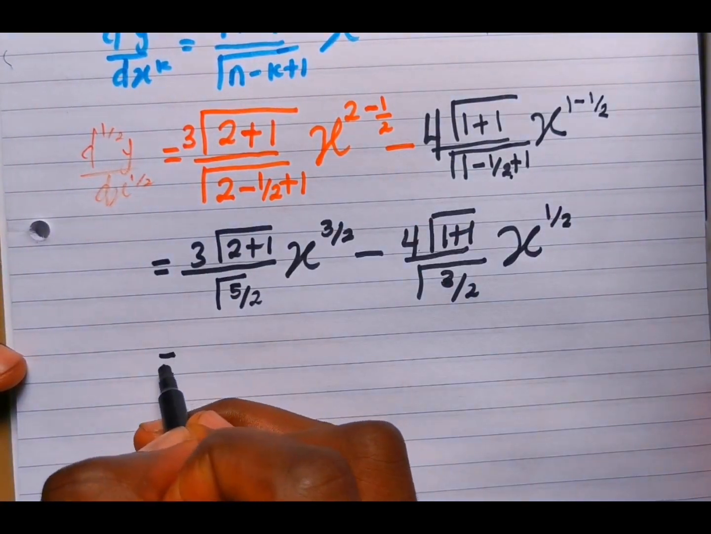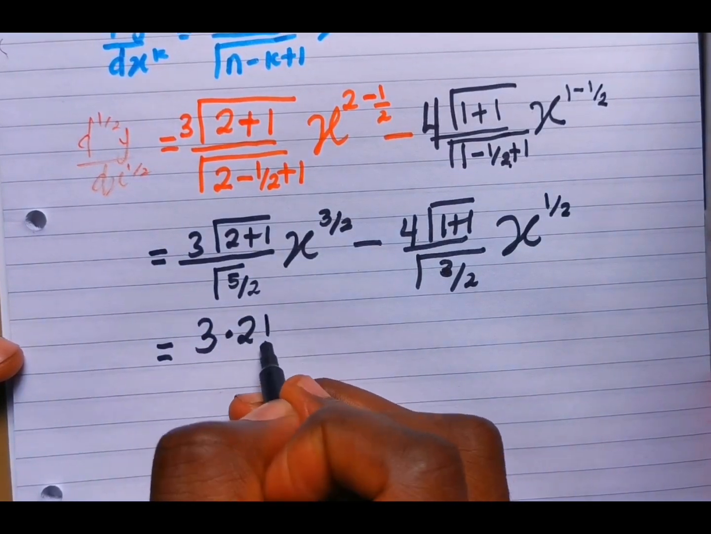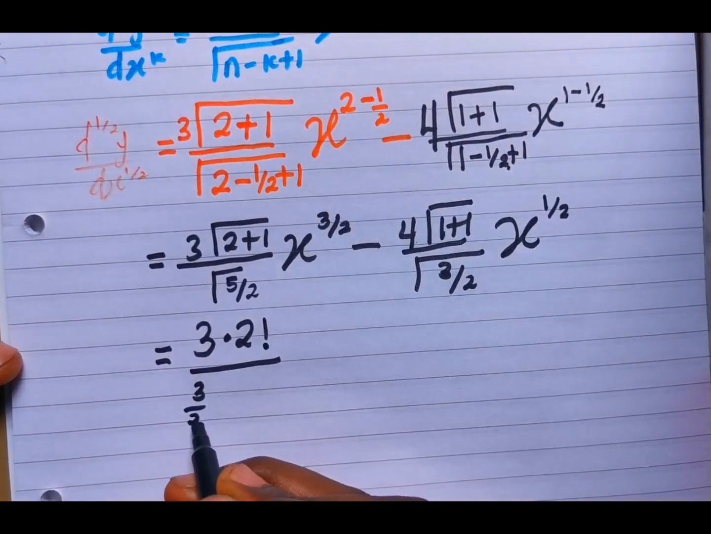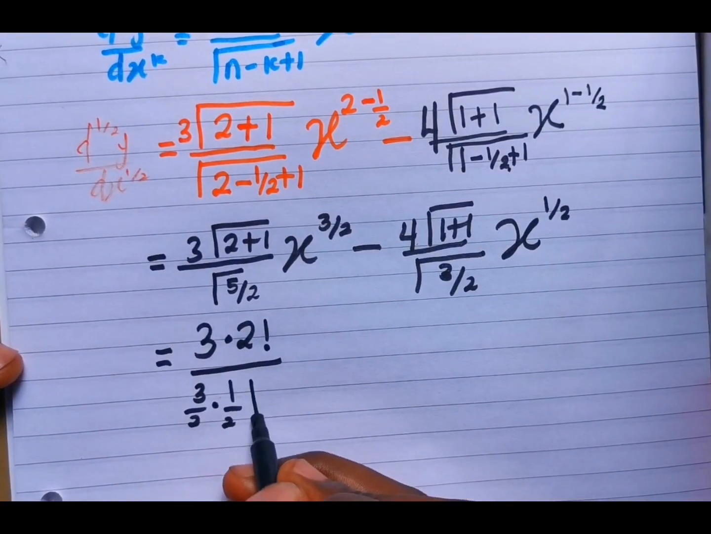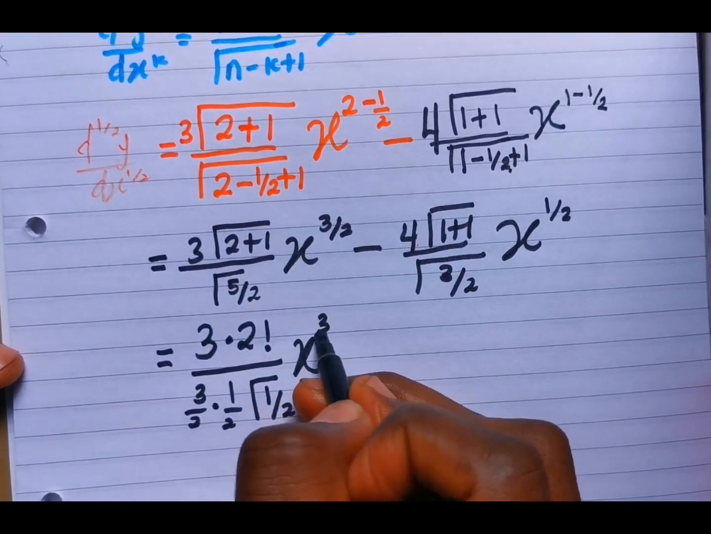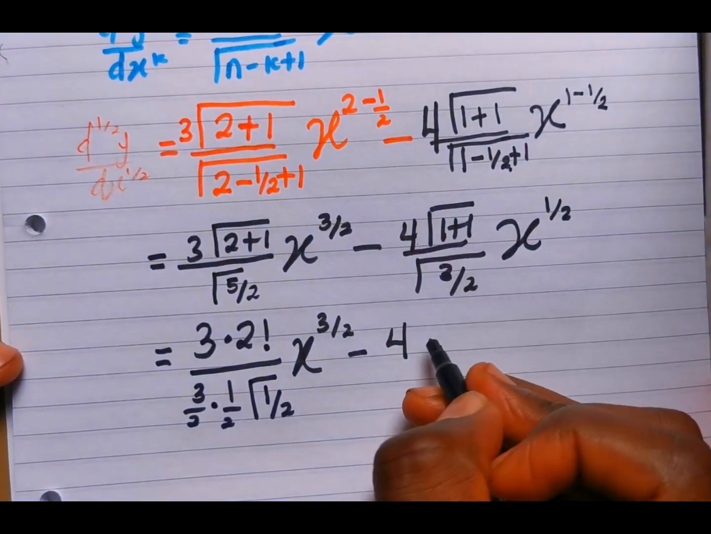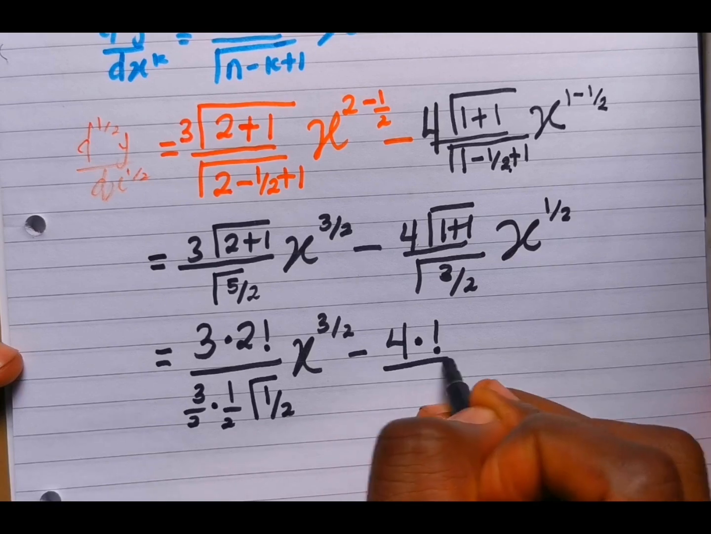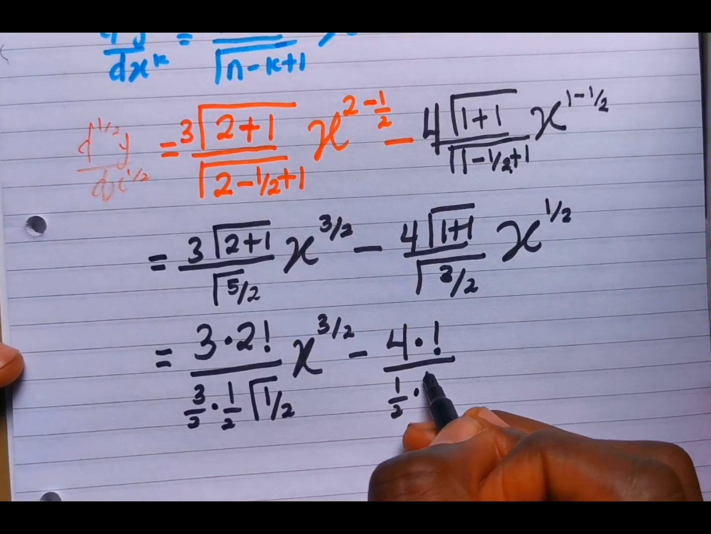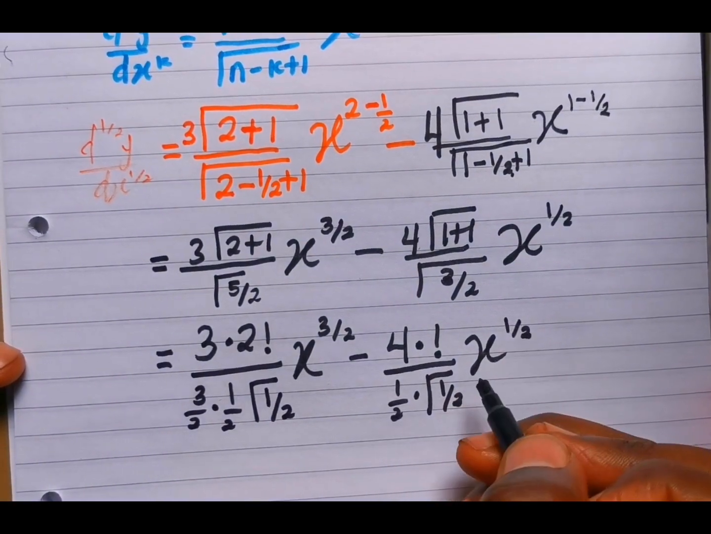Good. This is equal to 3 times gamma of 2 plus 1, which is the same as 2 factorial, while the gamma of 5 over 2 is equal to 3 over 2 times 1 over 2 times the gamma of 1 over 2. And I have my x raised to the power of 3 over 2, minus, I have my 4 over here. Then the gamma of 1 plus 1 is the same thing as 1 factorial over the gamma of 3 over 2. I'm going to have 1 over 2 times the gamma of 1 over 2. Then x raised to the power of 1 over 2.